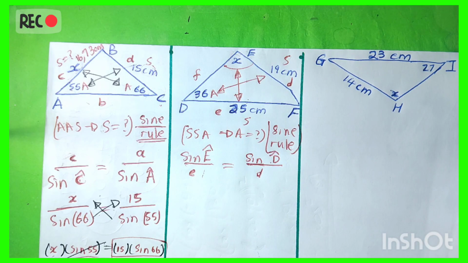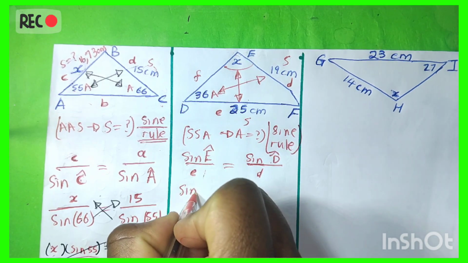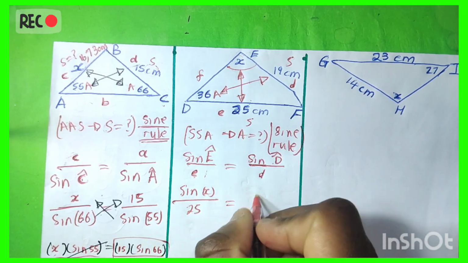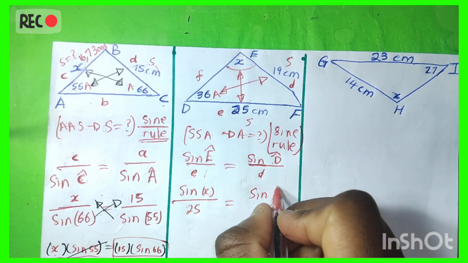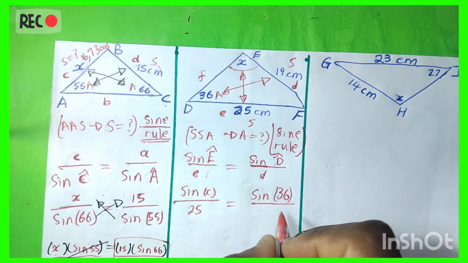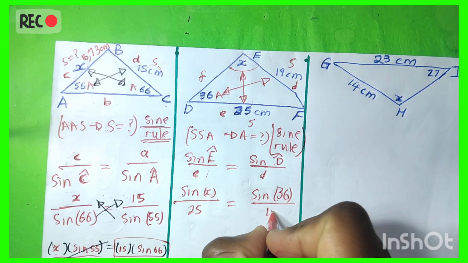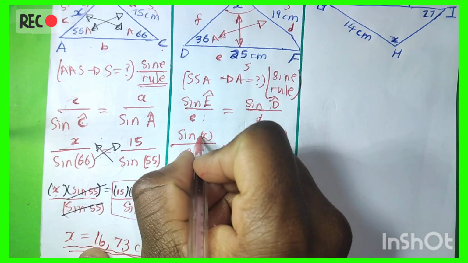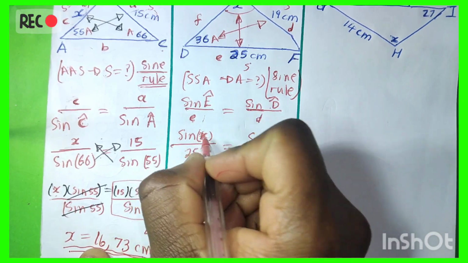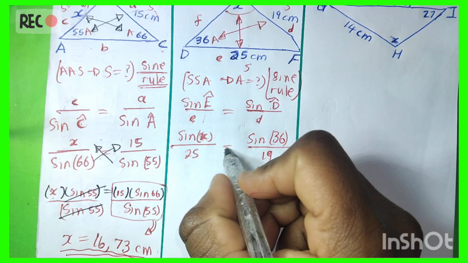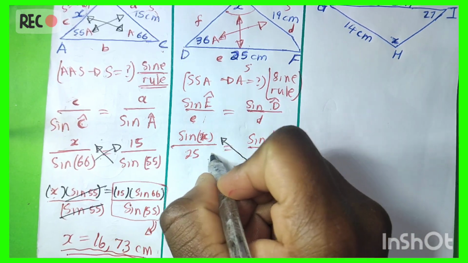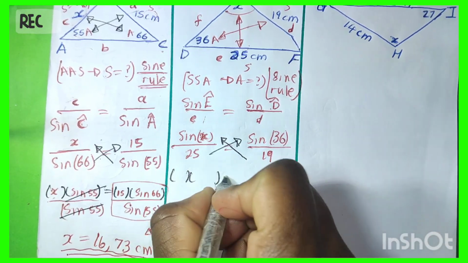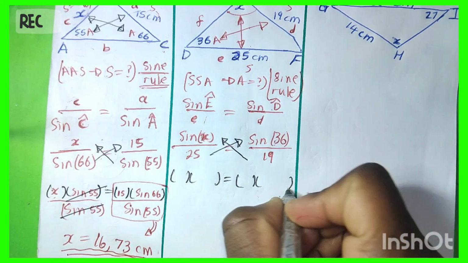So now let's substitute. Here it will just be sine x divided by e, which is 25, and sine 36 divided by what? By 19 there. Do you see? And now that's where, guys, the magic starts. Our magic, guys, is just cross multiply here. Once you cross multiply, those fractions disappear. They will become like this, guys. Everything just disappears like this.